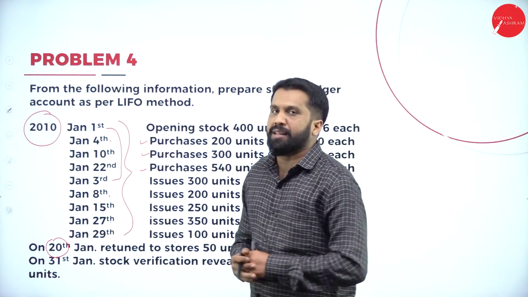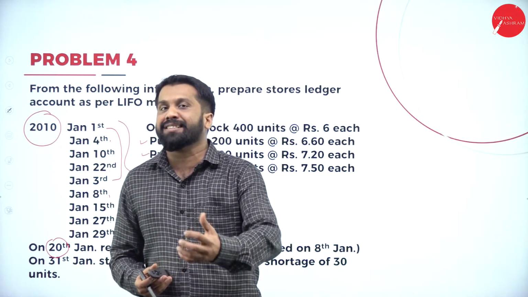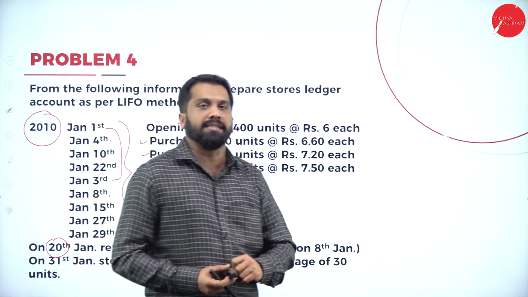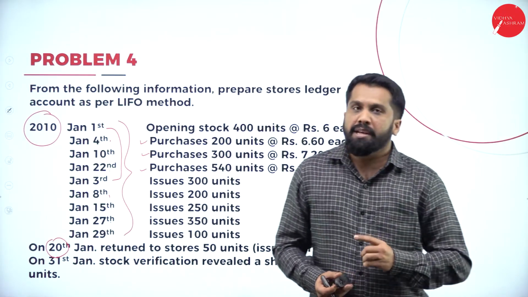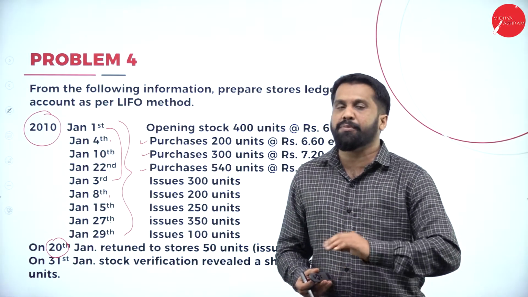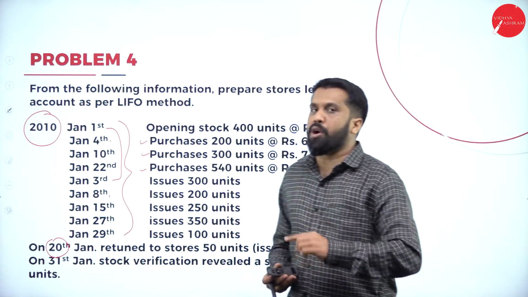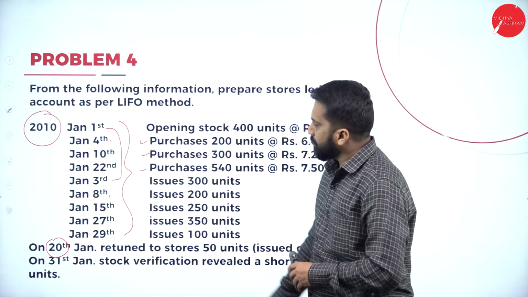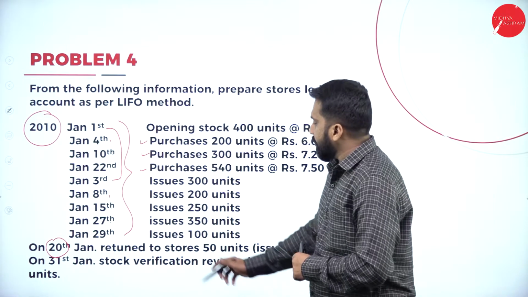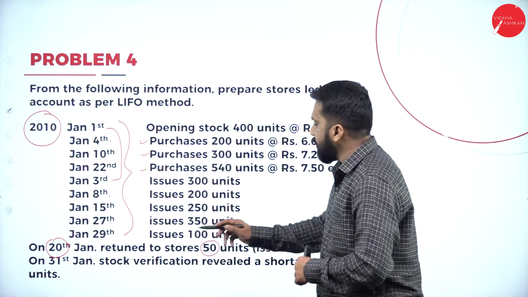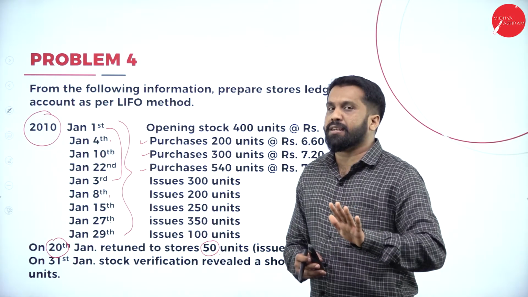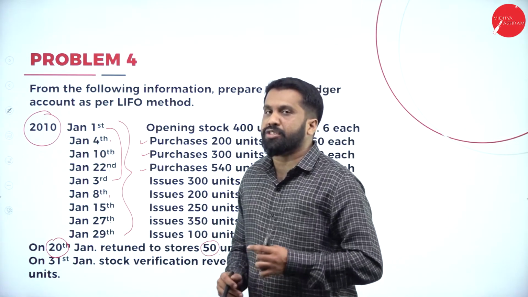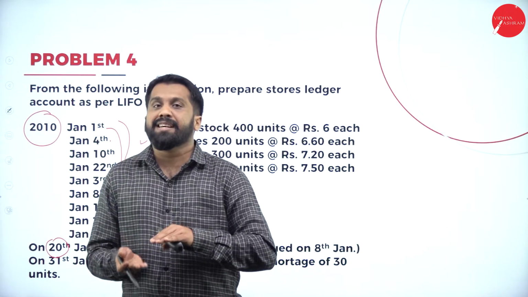Very simple. You have issued goods. It has returned, which means your stock increased. Remember, we have to consider it as a receipt. If your stock decreased, we call it an issue. If your stock increased, we call it a receipt. Now, 20th Jan, returned to stores 50 units. 50 units are returned, which means we have received them back. Never take it as shortage. Returned means it is excess.